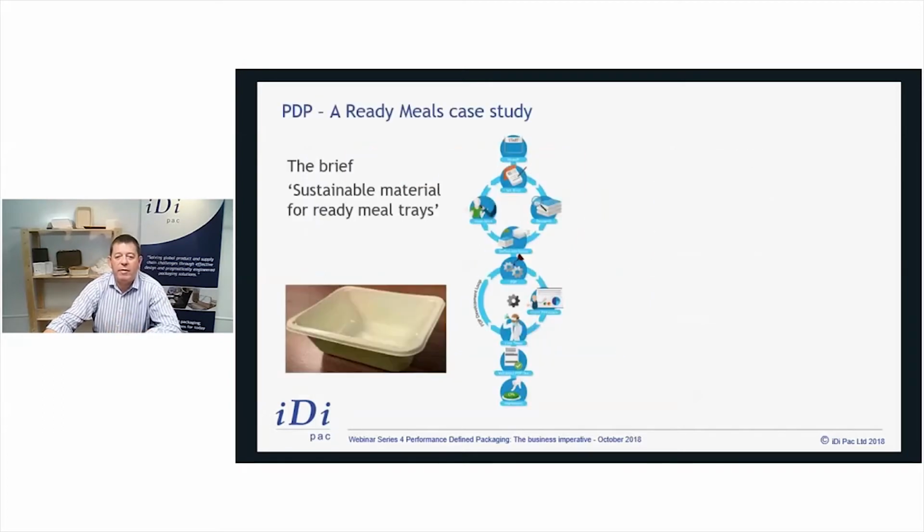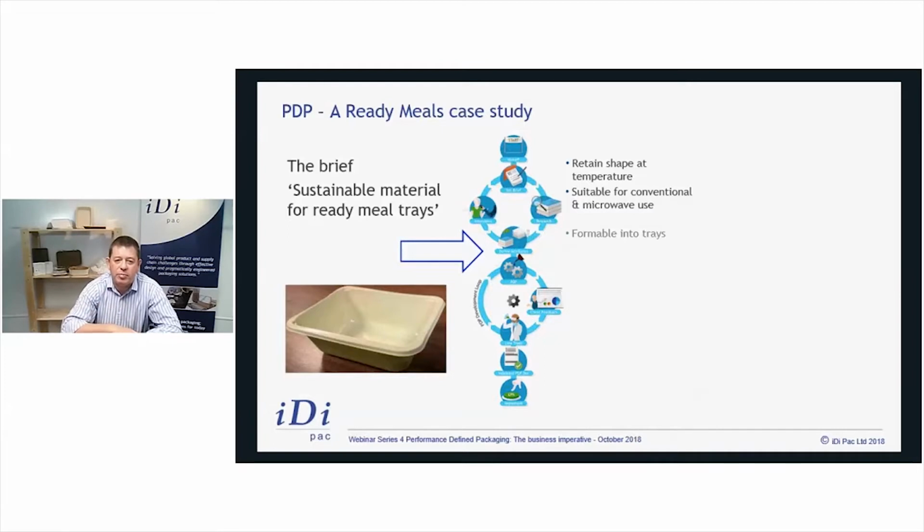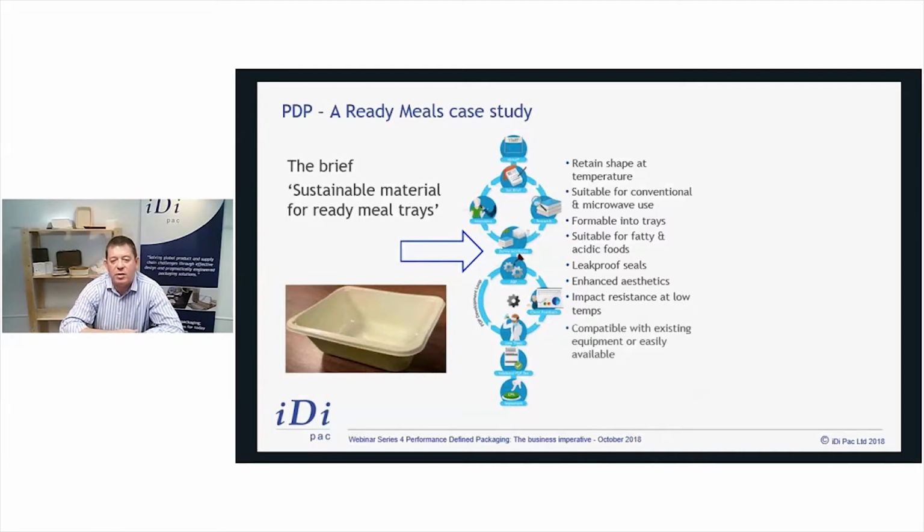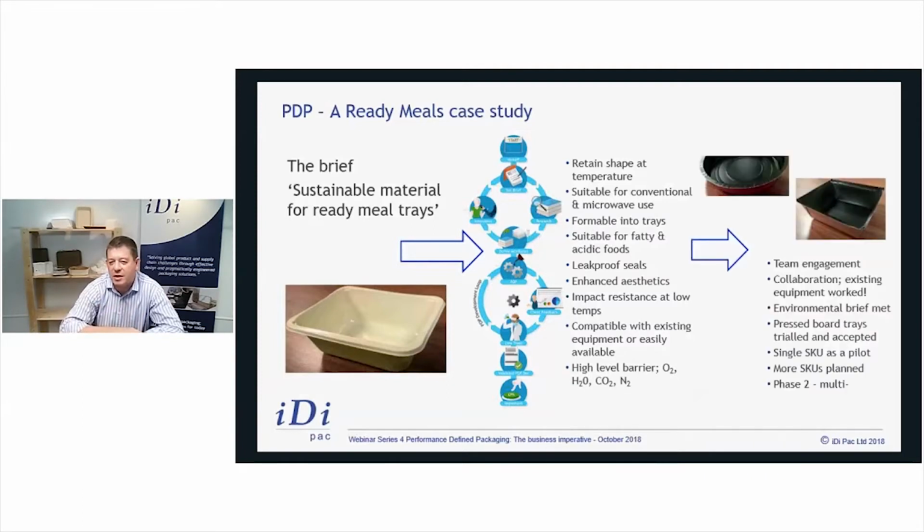So a very swift case study at this point. I've shared it before in a previous webinar. We were asked to develop a sustainable material for ready meal trays. Understand that classically this is a thermoform tray, and we were tasked with looking at thermoformed materials that would retain shape at temperature, suitable for conventional microwave use, all those good things, suitable for fatty acidic foods, leak-proof seals, obviously, but also to provide an aesthetic that was more in keeping with the particular brand that we were talking to.